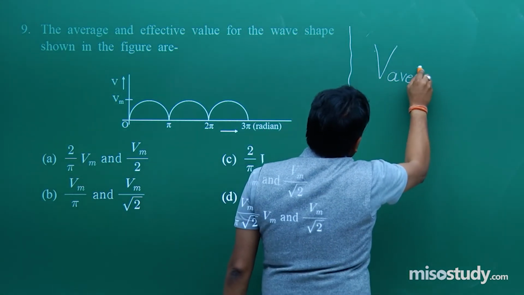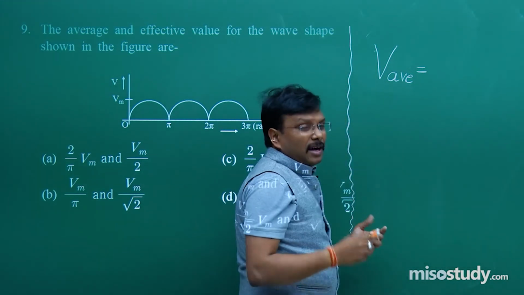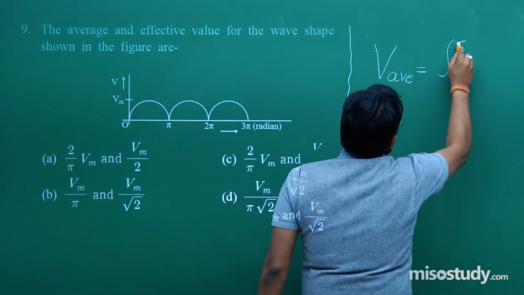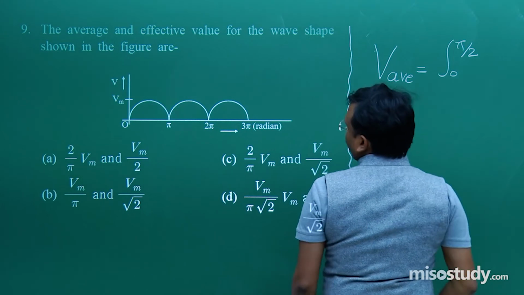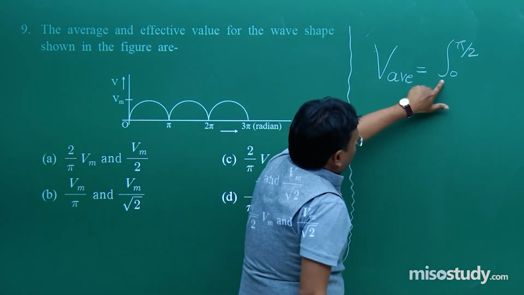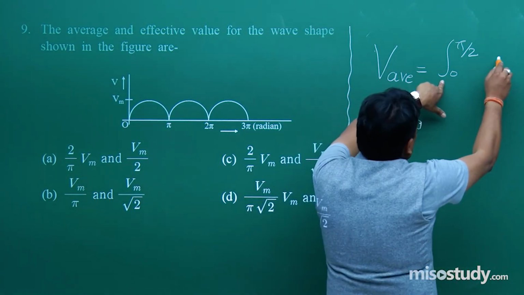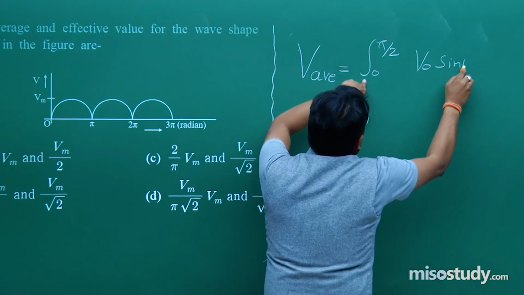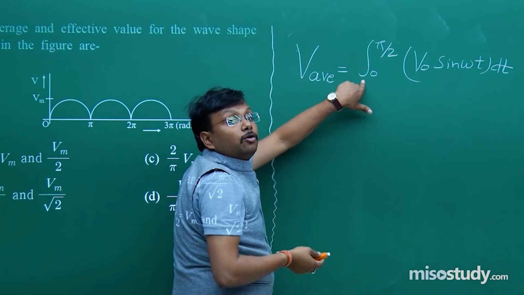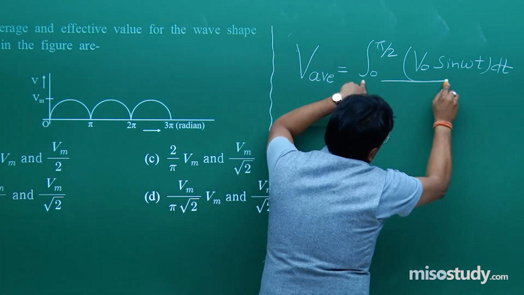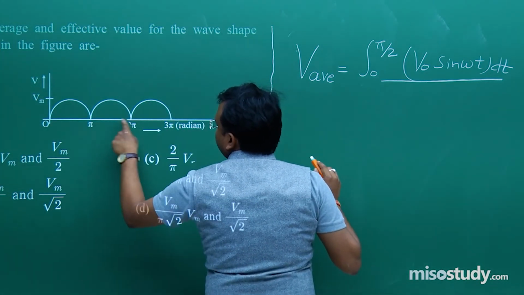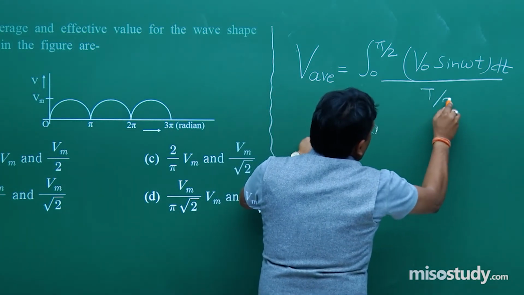V average is equal to, now once again some sort of integration and differentiation is required. So V average is equal to the integral from 0 to pi by 2. Why are the limits 0 to pi by 2? Easily you can understand from this value that I am putting the limits of the integration as 0 to pi by 2, that is V naught sine omega t dt. Fine. And below it is again going to be the total time of this expression, that is T by 2. So it is T, so half of that, that is T by 2.